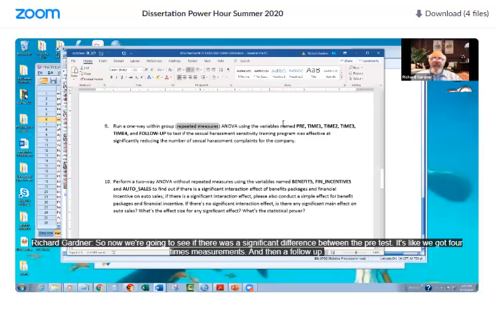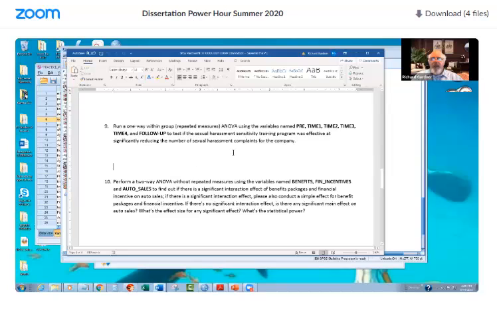So now we're going to see if there was a significant difference between the pre-test, looks like we got 4 timed measurements, and then a follow-up. And we're looking to see if the sexual harassment sensitivity program was effective at reducing the number of complaints from the company, okay? So let's go ahead and look at the data.